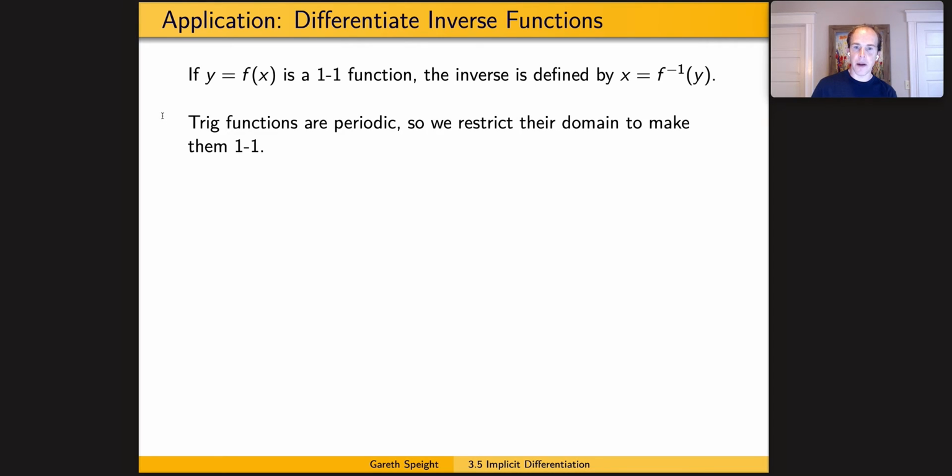Okay, so trig functions are periodic, which means they are not one-to-one. For instance, sine of 0 is 0, sine of 2 pi is 0. That's not one-to-one, right? The different points are going to the same place. So if we want to make them one-to-one, we have to restrict their domain. So if I want to think of sine as being one-to-one, I can't have it on 0 to 2 pi. I have to restrict to a different domain. Okay, a standard choice is to restrict to minus pi over 2 to pi over 2.